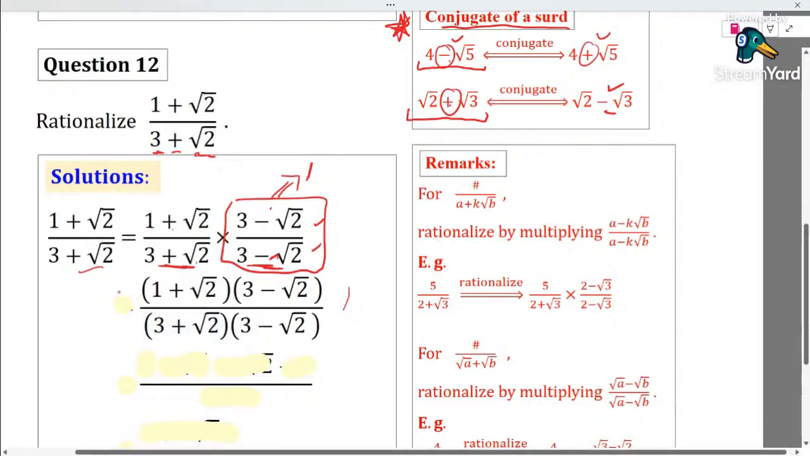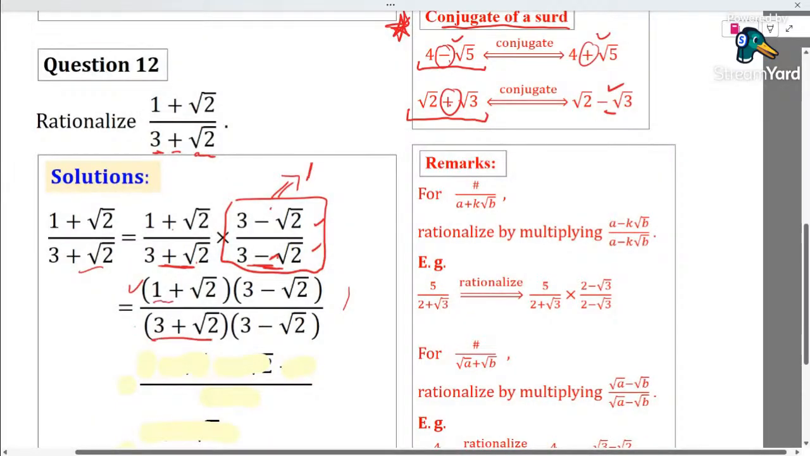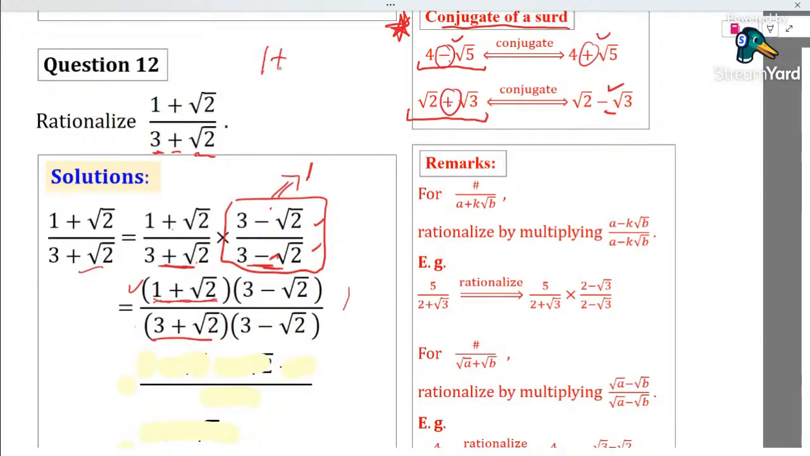And observe, I do have brackets for the first pair on each of the numerator and denominator. Must have brackets there. If you don't use brackets and you write like this only, this is wrong, because this means that only the square root is multiplied by the bracket. But what you actually want is the whole thing, 1 plus square root. So you need to have brackets.